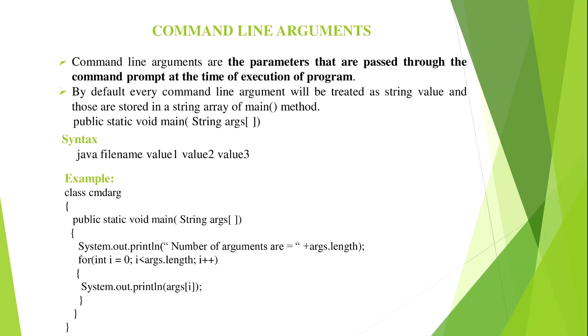By default, every command line argument will be treated as a string value, and those are stored in the string array of the main method. And see here, I have written the main method, public static void main, and this main method takes the argument as a string array. String array means args is the array of type string, so every command line argument will be treated as a string value, and it will be passed through this args array of type string.